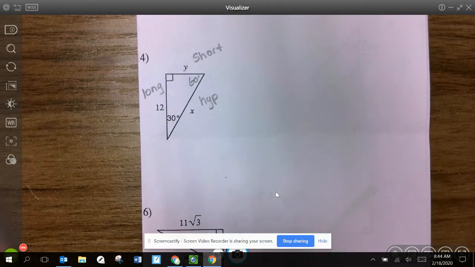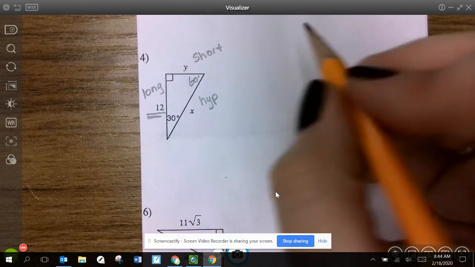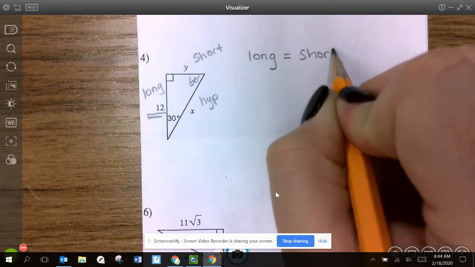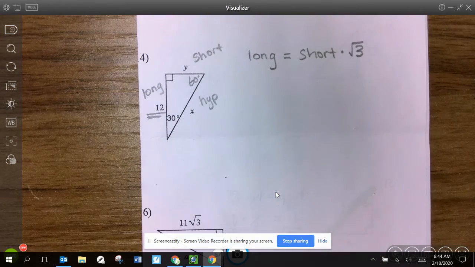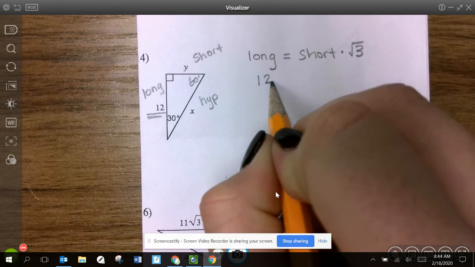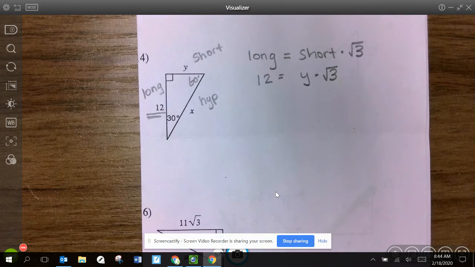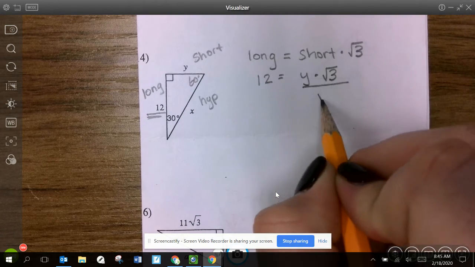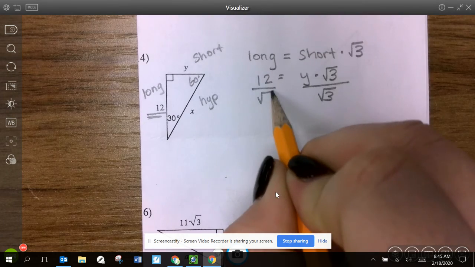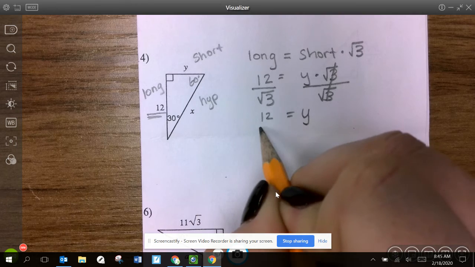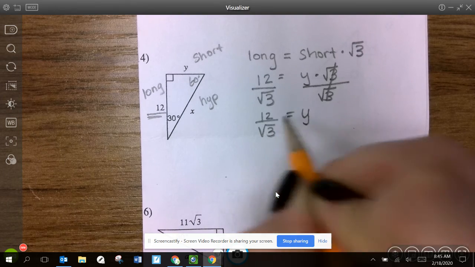In this picture, I've been given the long side, so I'm going to start with that relationship. Long equals short times the square root of 3. I'm going to fill in what I know. I know the long side is 12. I know my short side is y, and I know I forgot to multiply it by the square root of 3. I want to find y by itself, so I'm going to divide by the square root of 3, which gives me y equals 12 divided by the square root of 3.